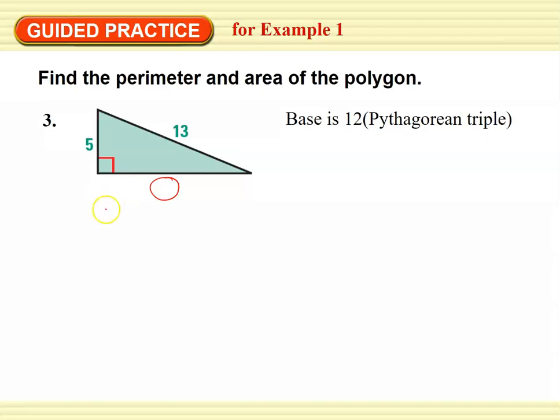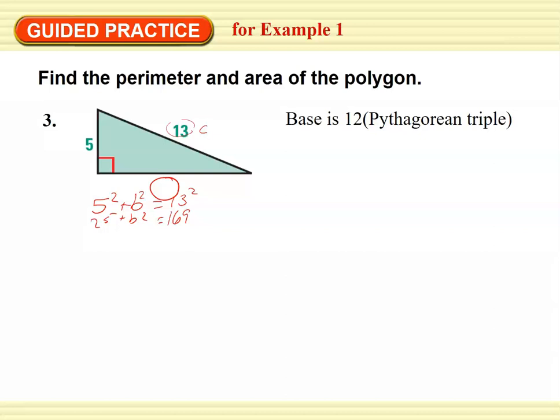If you don't recognize it, then you just have to go through and say, okay, 5 squared plus b squared equals 13 squared. Make sure you make the 13 your c, because that's the hypotenuse. 5 squared is 25. 13 squared is 169, and if you take 169 minus 25, you get 144, and 144 is 12 squared, so the b has to be 12. So you can still find it if you don't recognize the Pythagorean triple, but it just saves you some time. That's the nice thing about recognizing those Pythagorean triples.